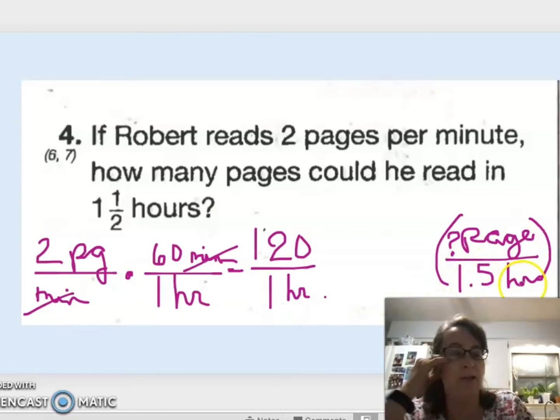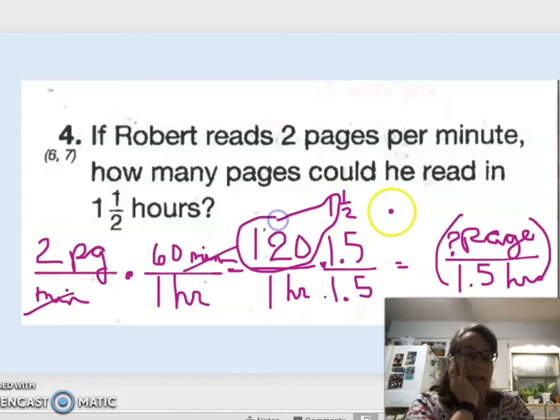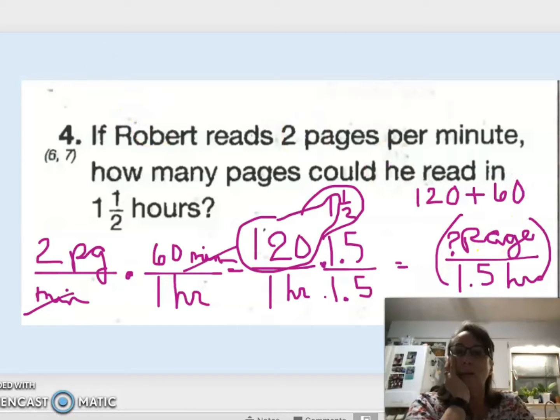Now, I'm trying to get my denominator to be 1.5 hours. Can I multiply by 1.5 on the top and 1.5 on the bottom? And then don't I all of a sudden have 1.5 hours on the denominator, which is what I want. So now I just have to take 120 and multiply by 1.5. Remember, 1.5 is 1 and a half. And we can do this almost in our head if we just say 120 times the 1 is 120. And 120 times the 1/2 is half of 120 is 60. So 120 plus 60 is 180.